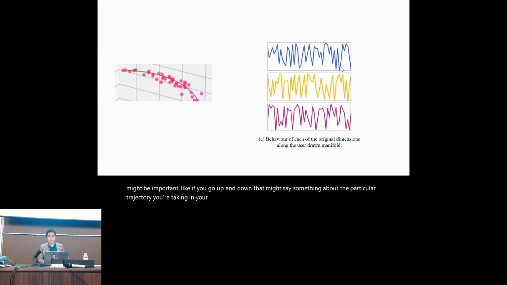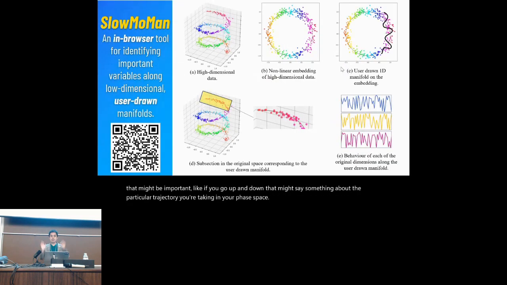Okay, and so that brings us to SlowMoMan, which is the tool that we built. You can go to the GitHub link. You can play around with it right now. This is available. We'll see. I'll be demonstrating it in a moment as well. The basic idea is we allow users to draw these paths, and then we tell people what features are important.